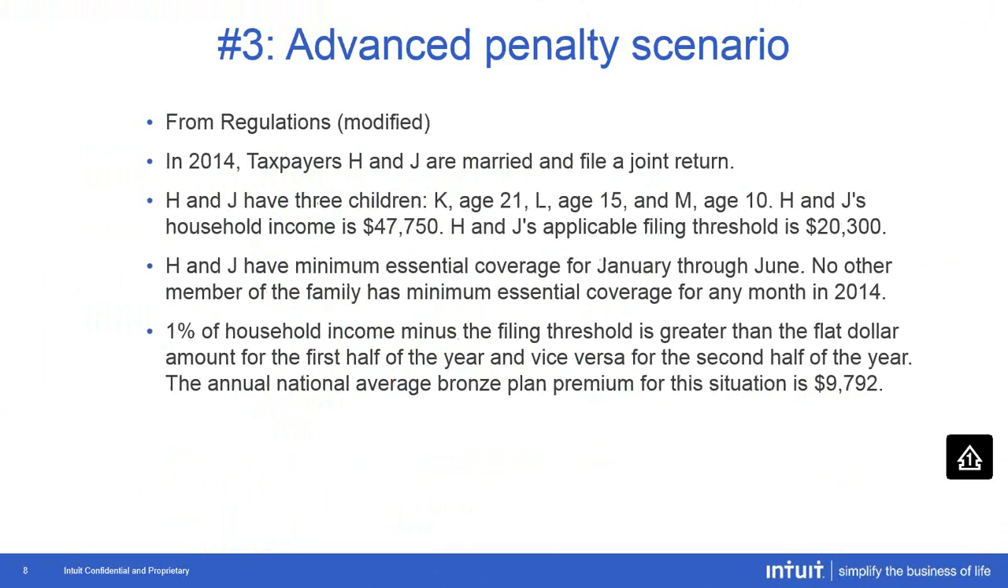Took these from the Treasury regulations, and I modified the facts a little bit. In 2014, taxpayers H and J are married and file a joint return. H and J have 3 children, K, who's age 21, L, age 15, and M, age 10. H and J's household income is $47,750. H and J's applicable filing threshold, $20,300. H and J have minimum essential coverage for January through June. No other member of the family has minimum essential coverage for any month in 2014.